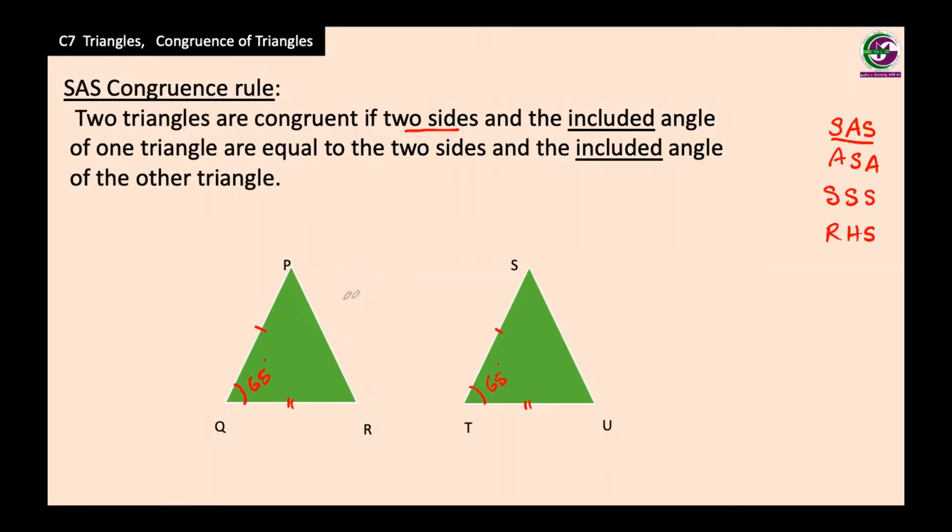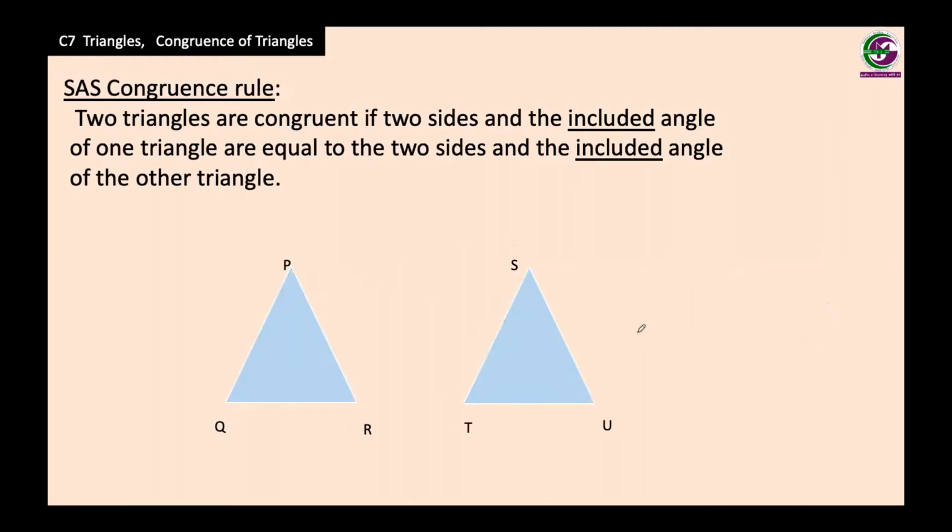And we have seen how to write congruence. First triangle can be written in any way, P, Q, R. And the symbol of congruence is this, is congruent to. PQ is the same as ST, so we have to start with S, T, and the last side is QR, which is TU. So T should continue with this. So these 2 triangles are congruent by which rule? It is SAS. Remember, 2 sides and the included angle.